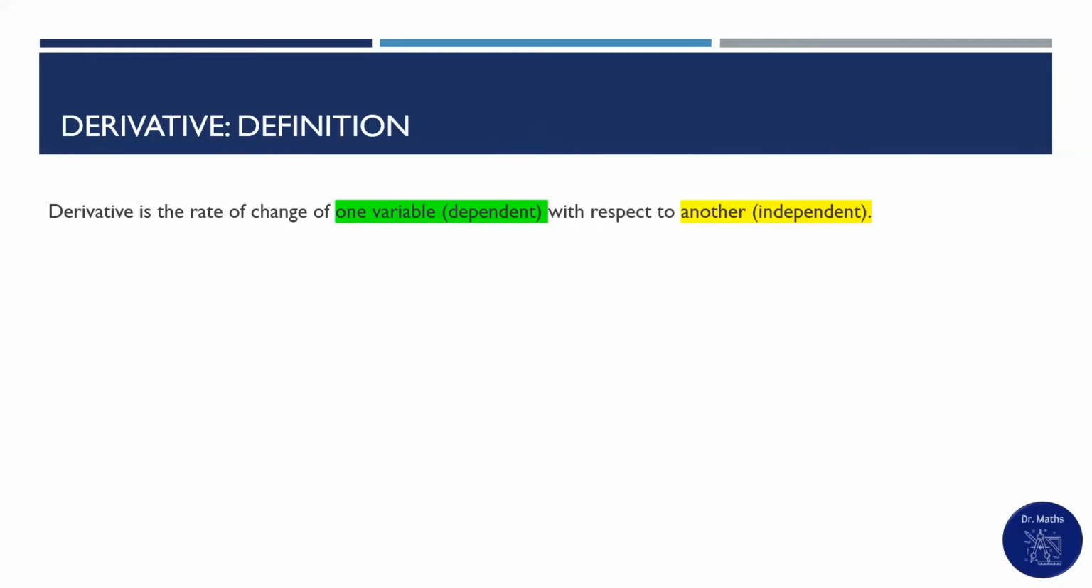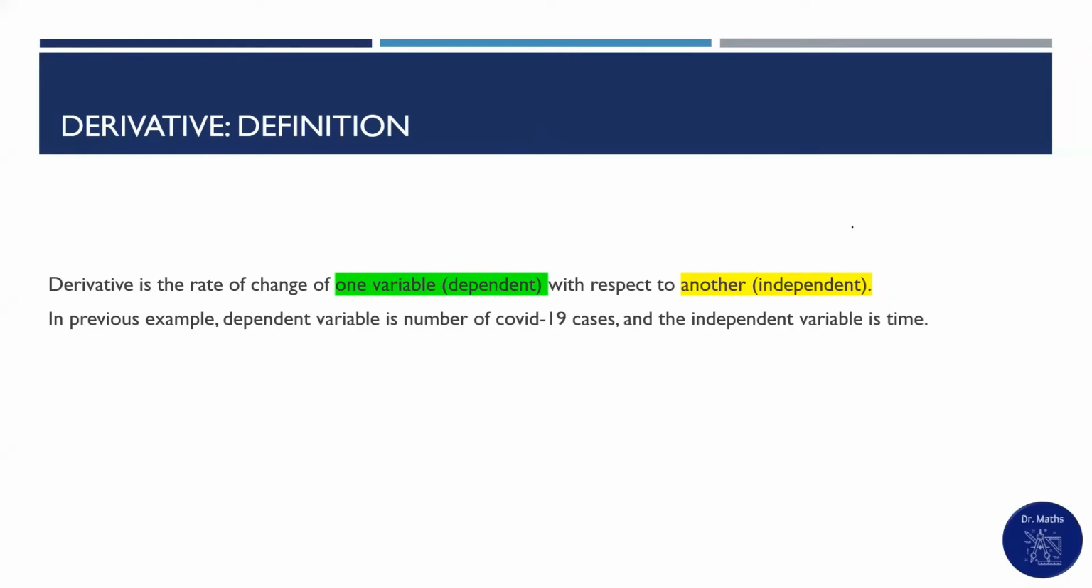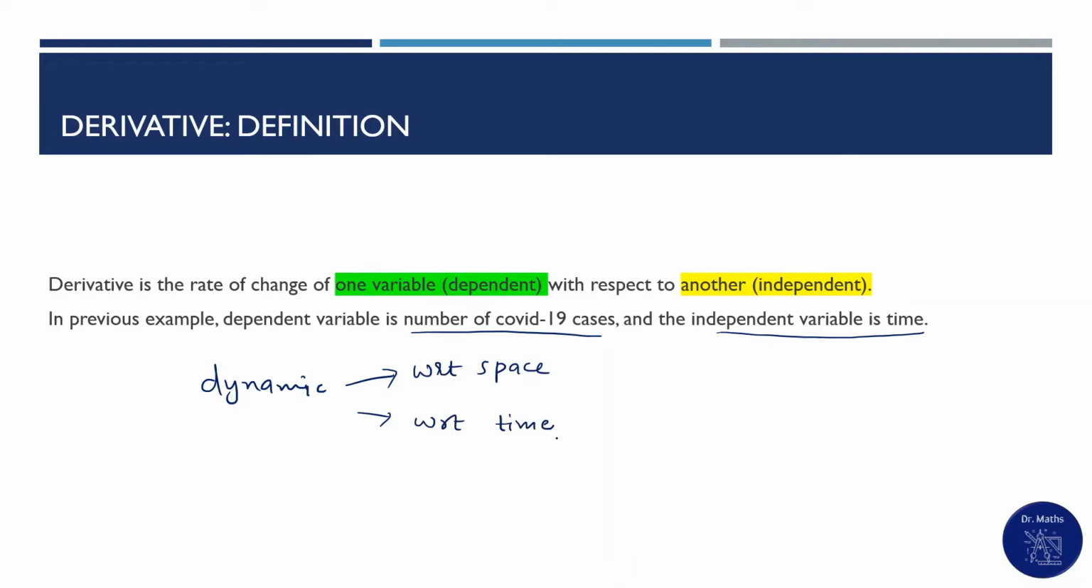There are actually two variables involved. One is the dependent variable and the other is the independent variable. In the previous COVID-19 example, the dependent variable is the number of COVID-19 cases and the independent variable is time. In the real world, most things are dynamic. That means there is something always undergoing change. That change can be with respect to space and it can be with respect to time. Space and time are usually the independent variables because they change by themselves, while the other quantity we are measuring, the unknown quantity, is the dependent variable.